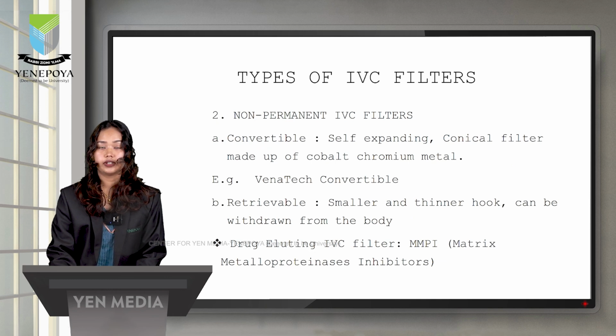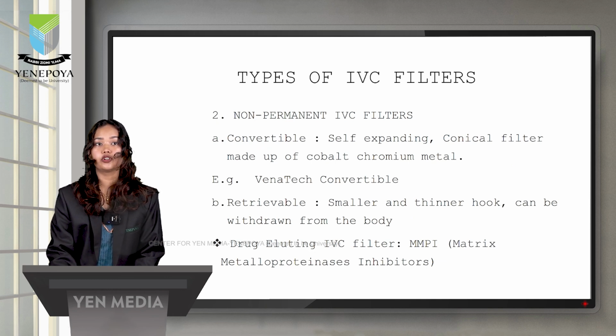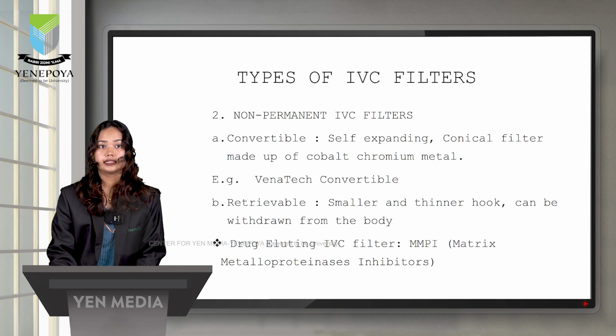Among the types of IVC filter, the non-permanent IVC filter could be convertible or retrievable. An example of convertible is the Venatech convertible, which is a self-expanding conical filter made up of cobalt chromium metal. The retrievable one has a smaller and thinner hook compared to the permanent ones and can be withdrawn from the body. Then we have something known as a drug-eluting IVC filter, in which the filter is coated with drugs, mainly MMPI. Matrix metalloproteinase inhibitors are used as the drug in this.